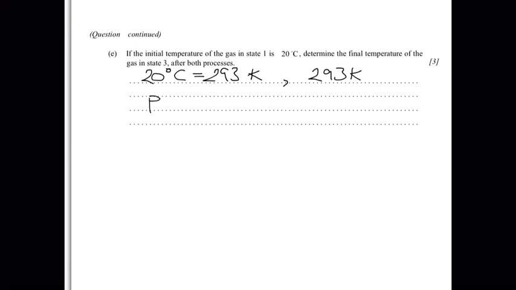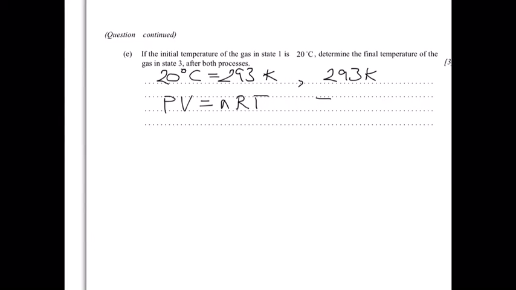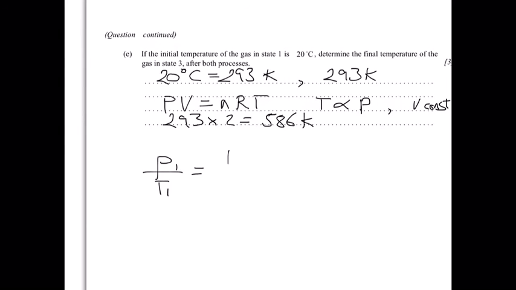We know that PV equals nRT, and so T is proportional to P at a constant volume. That means that because we doubled the pressure, we need to double the temperature. So 293 times 2 gives us 586 Kelvin. Alternatively, you could have used the expression P1 over T1 equals P2 over T2, and it would have come out with the same answer.